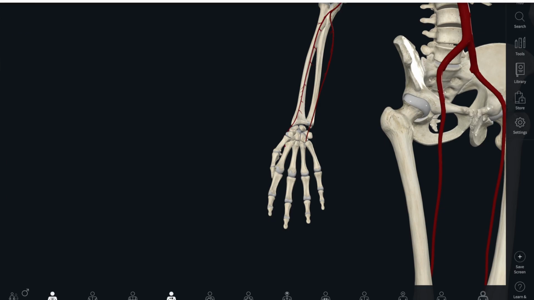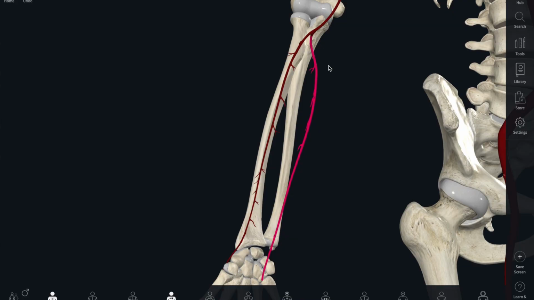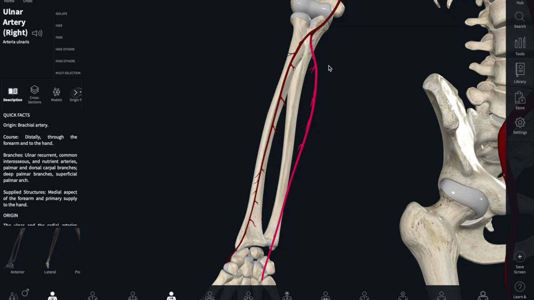On the medial side, we have the ulnar artery, which travels deep beneath the flexor muscles on its way to the wrist. At the distal forearm, the ulnar artery becomes more superficial and enters the hand just lateral to the pisiform bone. The ulnar artery is the primary contributor to the superficial palmar arch, which we will see more clearly in the future.